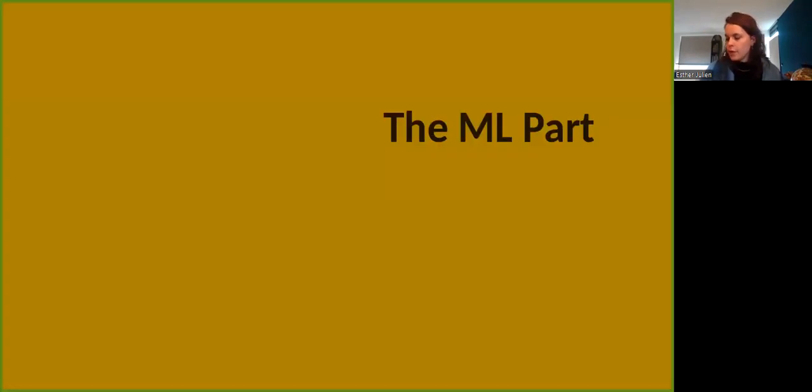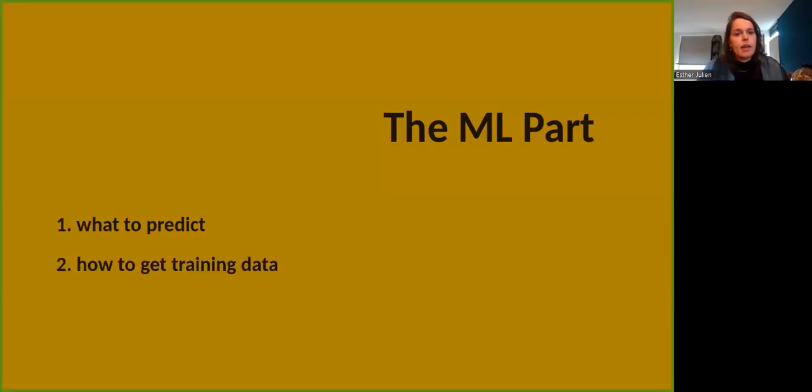Okay, so now what we were actually doing in the machine learning part. I first want to explain what you have to predict, and then also how to get your training data, because that's often with this kind of combinatorial and optimization methods one of the most expensive parts. And then usually you have to also decide on which machine learning model you want to use, and we just use a random forest without any tuning from scikit-learn.